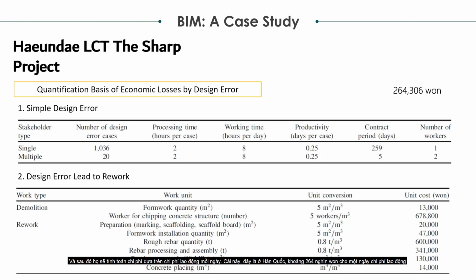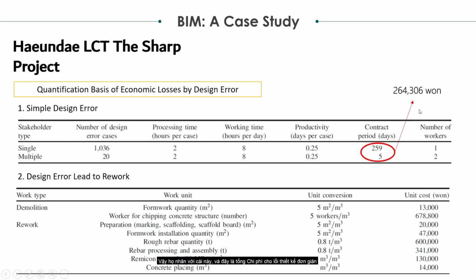And then they will calculate the cost based on the labor cost per day, this one. So this is in Korean, about 264,000 won for one day for the labor cost. So they multiply by this, and this is the total cost of the simple design error like that.